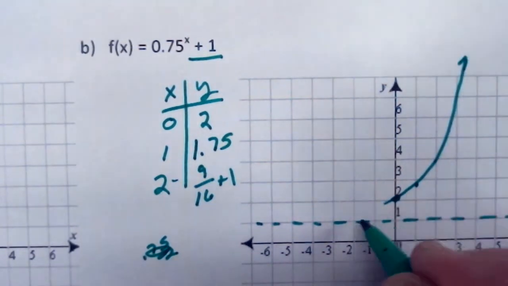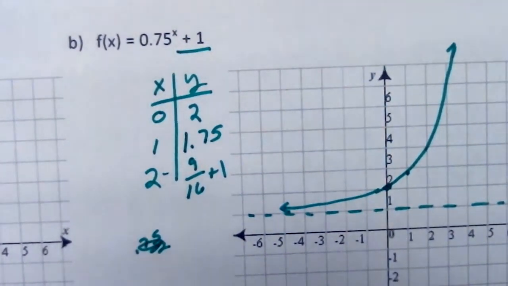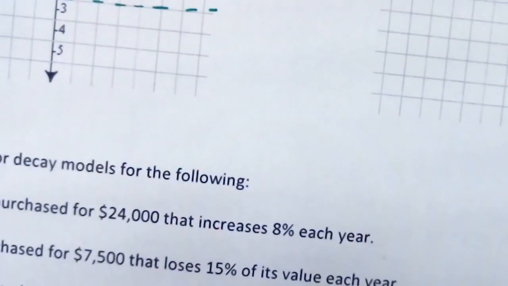The graph will go like this. Okay, so that's the graph of part B for 59. Thanks, Mr. D. Okay, I'll do the rest on the next video.